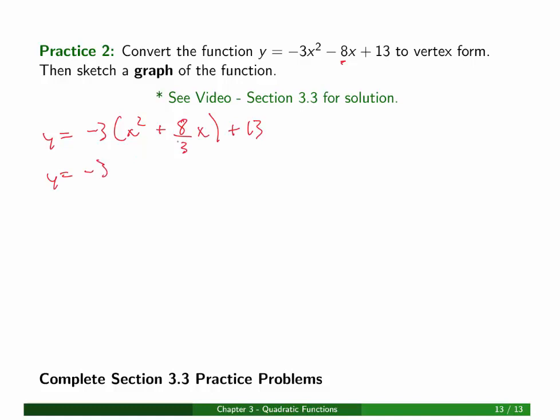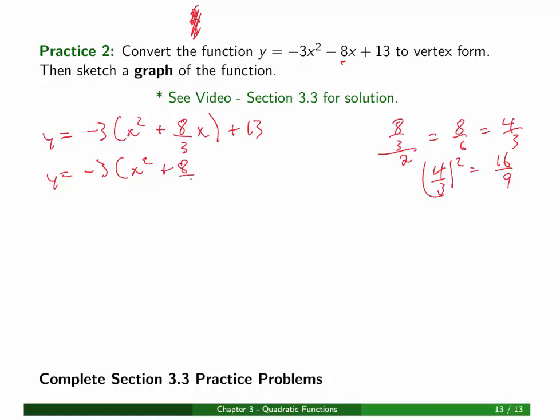So now you have a fraction, but no big deal, because 8 over 3, half of that is going to be 8 over 6, which reduces down to 4 over 3. Right, maybe I'll write it up here. 8 over 3 divided by 2 is equal to 8 over 6, which reduces down to 4 over 3. So 4 over 3 squared is simply 16 over 9. So what you're doing is you're going to go 8 over 3 x plus 16 over 9.